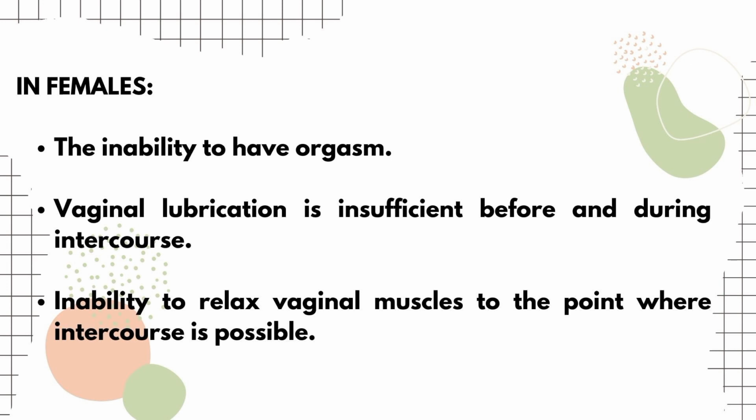The vaginal lubrication is insufficient before and during intercourse. So, vaginal dryness happens when the tissues in your vagina are dry, thin, and not well moisturized. That is my example earlier of bleeding because the man forces it even though it is not yet smooth enough. And lastly, the inability to relax vaginal muscles to the point where intercourse is possible.